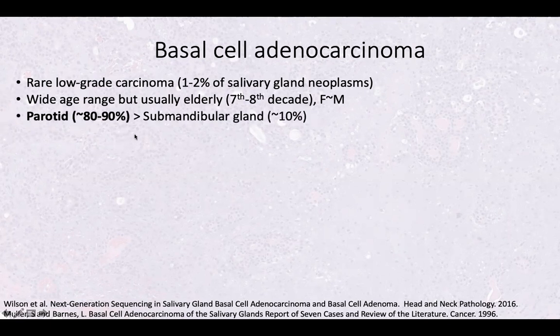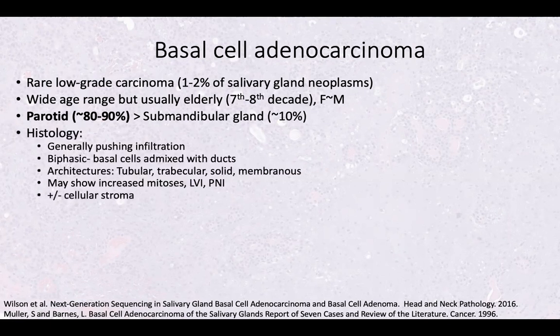The vast majority of these will occur in the parotid, which is similar to basal cell adenoma, but you can get some in the submandibular gland. They basically don't occur in minor salivary glands. And the histology is basically the same thing as what you see in basal cell adenoma, except it's infiltrative.